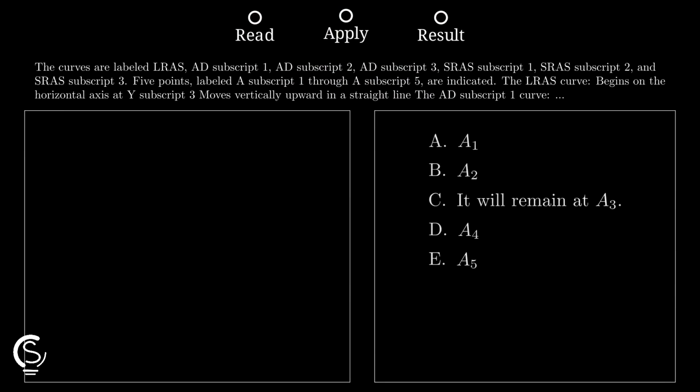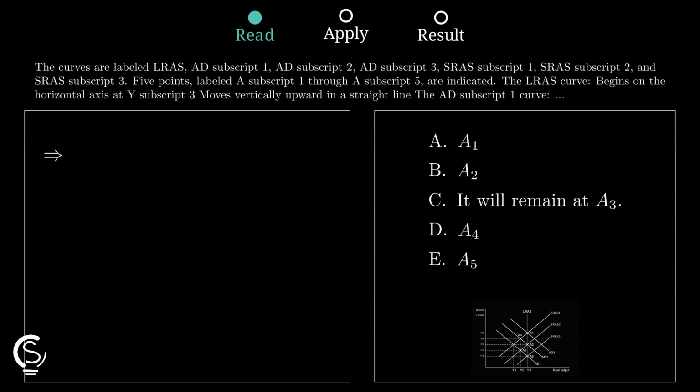Point A3 sits to the left of the vertical long-run aggregate supply curve, which means the economy is currently experiencing a recessionary gap with high unemployment and low total output.